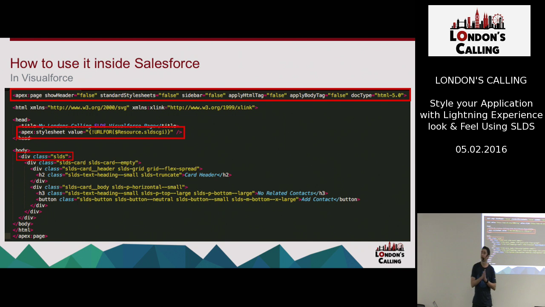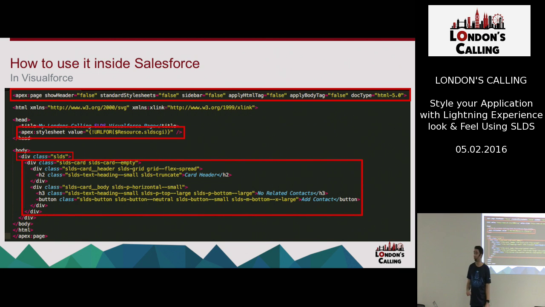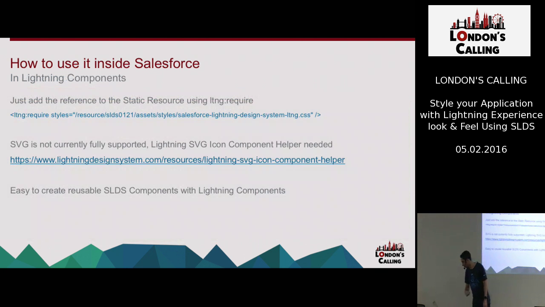One important thing is that as SLDS is scoped, you need to embed your component inside a div which has the class SLDS. If you do all the same things with the static resource, but not inside the div with the SLDS class, you will have a page that is just text with no styles at all. And the last part is the component itself. Here, I just copy-pasted what was in the documentation. So this is for VisualForce.